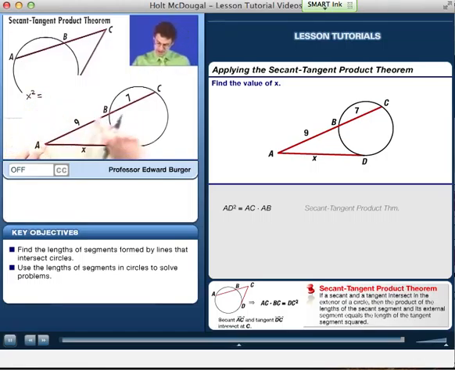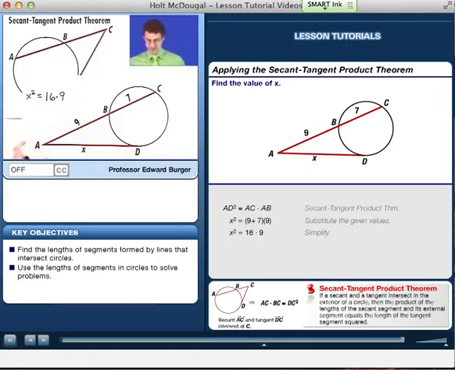has to equal this entire length, which is going to be 9 plus 7, which is 16, multiplied by this length, which is 9. Now I'm going to do a little mental math here and have some fun with this. You can actually multiply that out and see that it's 144, but let's pretend you didn't see that. What I'm going to do now is just take the square root of both sides.